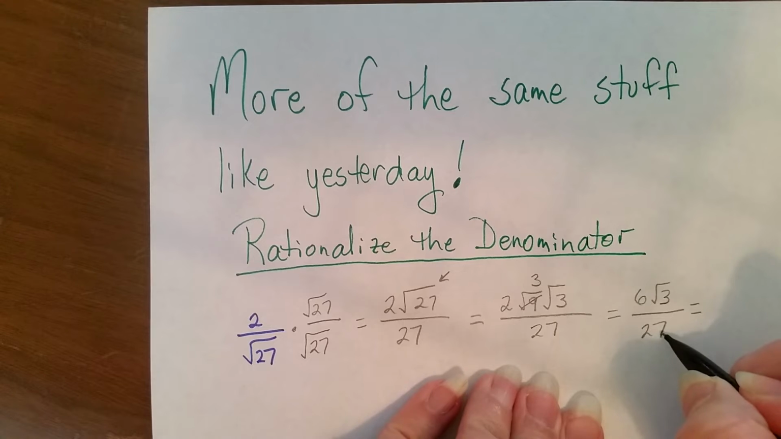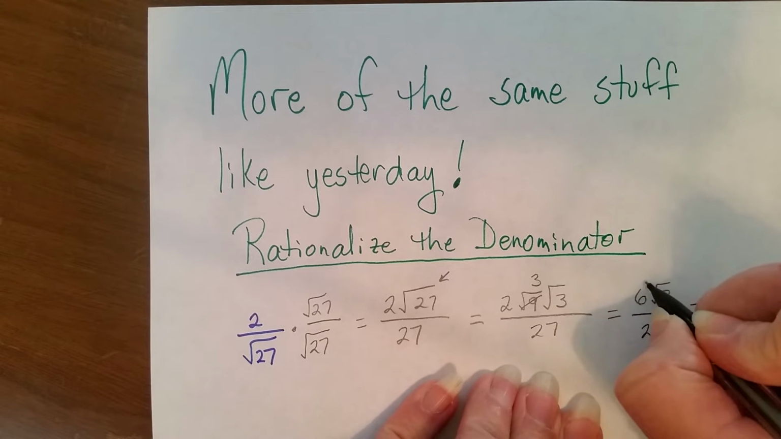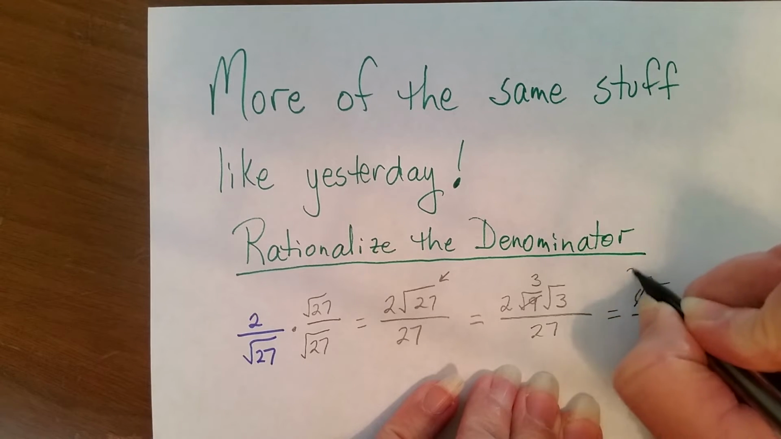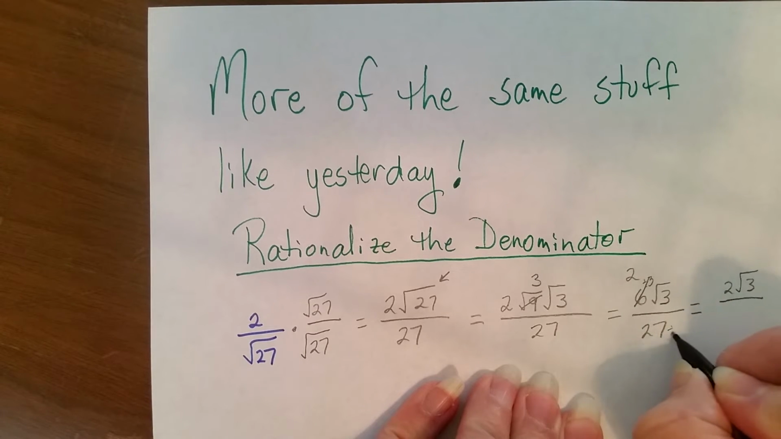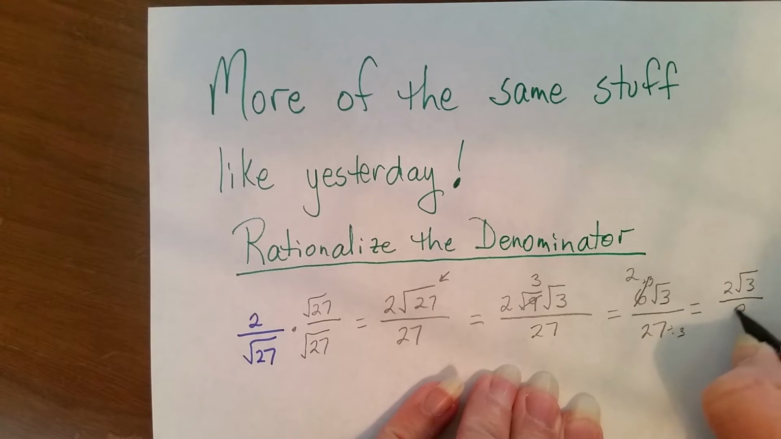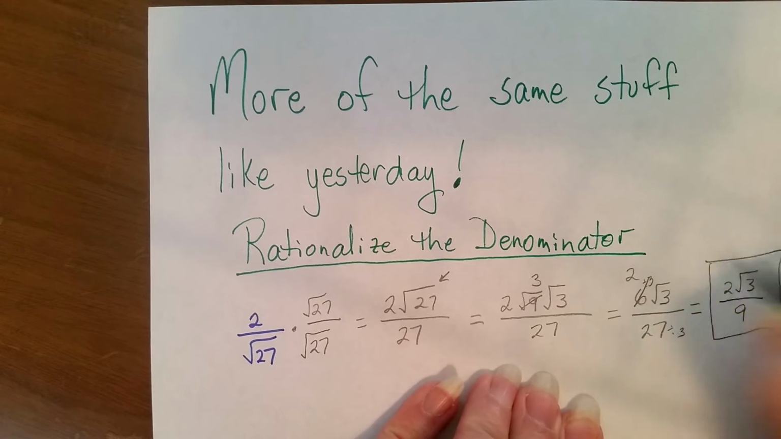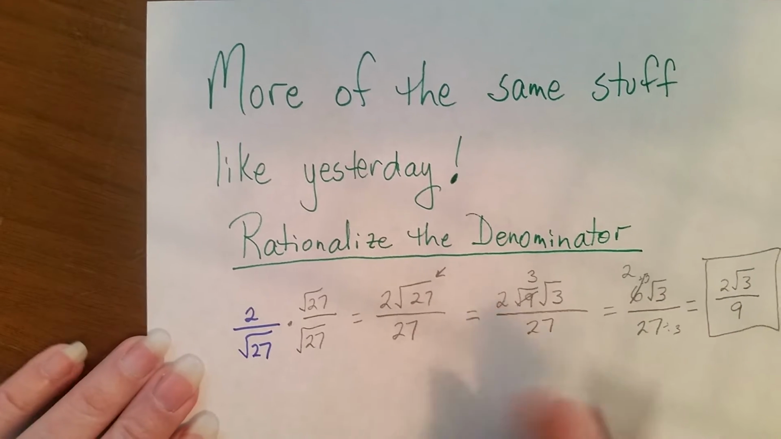So 6 and 27 are both divisible by 3. So 6 divided by 3 would give me 2, so I have 2 root 3 over 27 divided by 3 would be 9. So I have 2 root 3 over 9. And that's just fine. That always works.